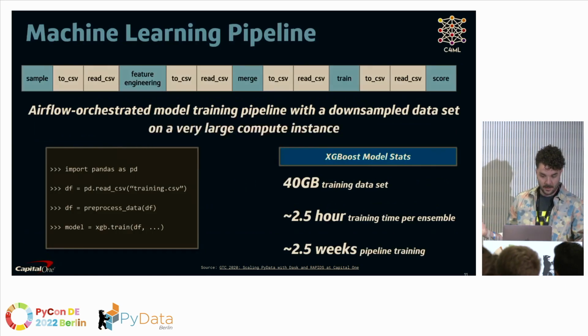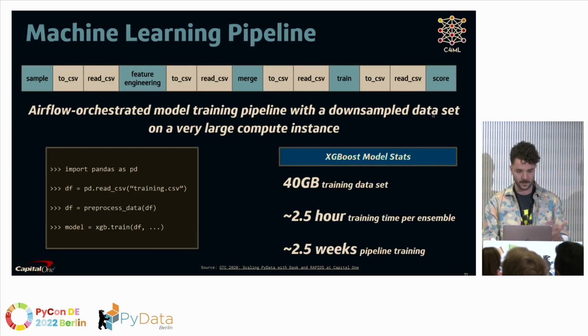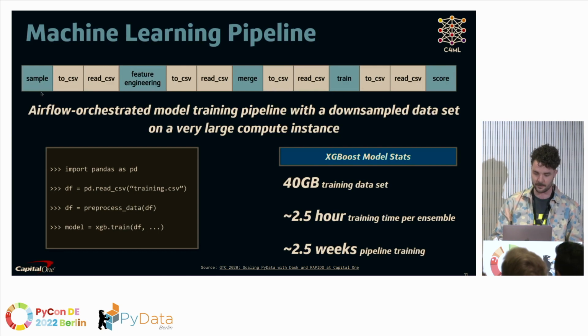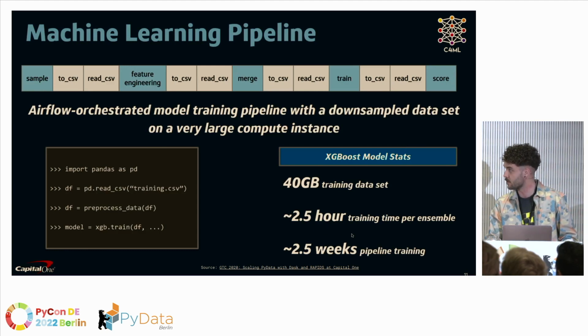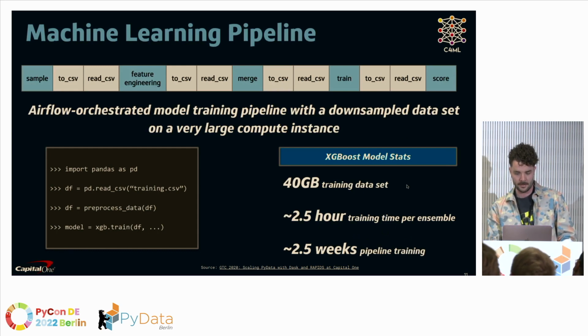So they work with lots of data, as I said. This is an example of one of their machine learning pipelines, kind of a schematic. They'll sample some data, do some feature engineering, merge a few tables, train, and then score. They were running this as part of an Airflow orchestrated model on a 40 gigabyte training dataset. It was taking about 2.5 hours training per ensemble and 2.5 weeks for the whole pipeline.